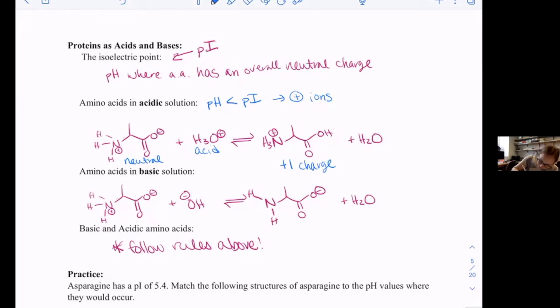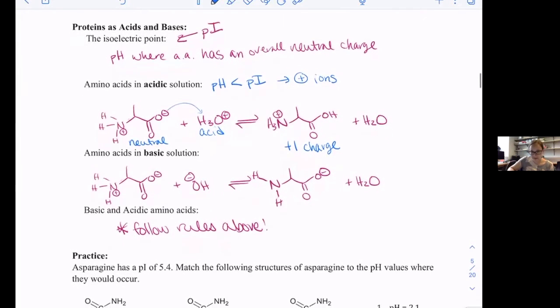So this negative charge is going to steal one of the hydrogens from our acid. So we have a neutral amino acid. If it's in acidic solution, the amino acid is going to become acidic. It's going to become a +1 charge and then have your neutral water left over.